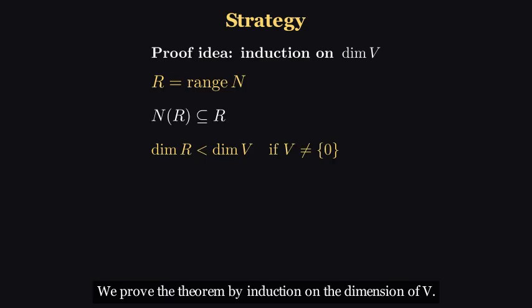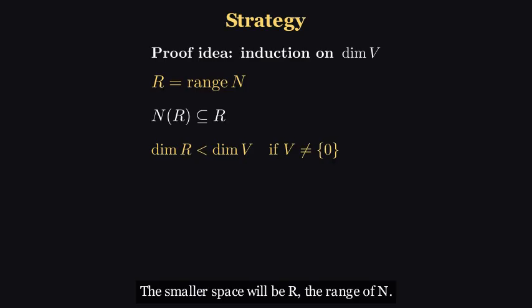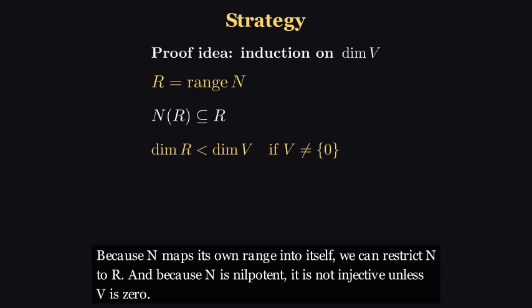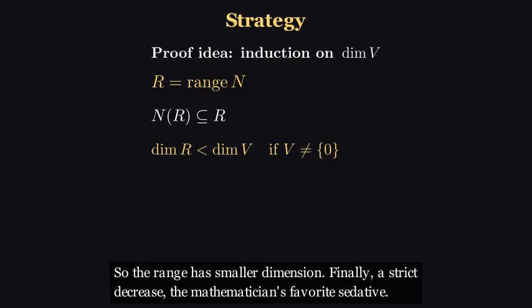We prove the theorem by induction on the dimension of V. The smaller space will be R, the range of N. Because N maps its own range into itself, we can restrict N to R. And because N is nilpotent, it is not injective unless V is 0. So the range has smaller dimension. Finally, a strict decrease. The mathematician's favorite sedative.